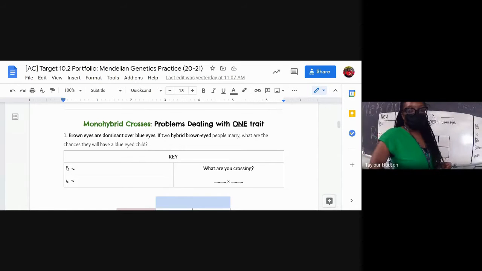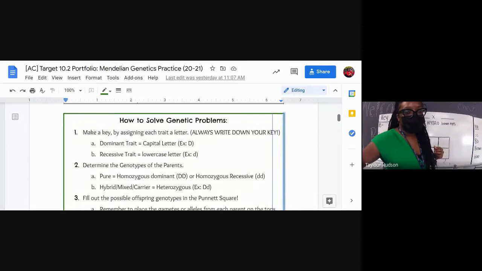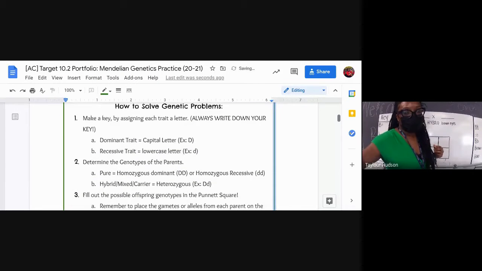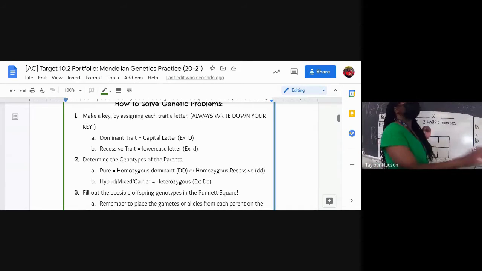All right, so whenever you're solving a Punnett square, there are certain steps I always want you to follow. You can find those steps up, you scroll up a little bit. There are the 4 steps here for how to solve a genetic problem. The very first thing you're always going to want to do is make a key.